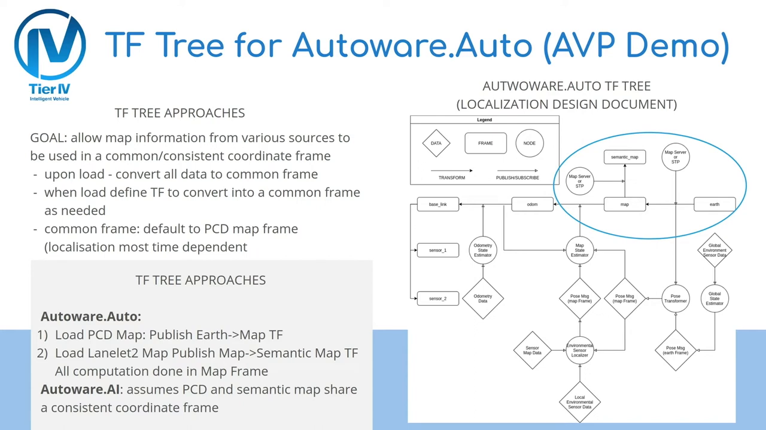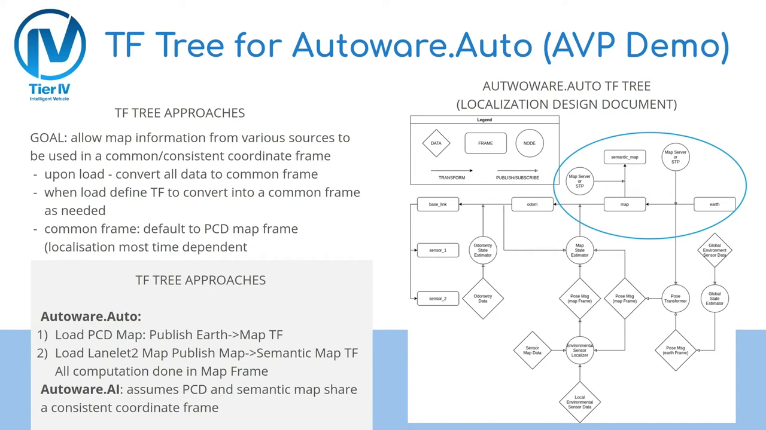In the blue circle in the diagram, you can see the proposed transform structure relevant to HD map usage in Autoware.Auto. In the map server node, we load the PCD map and publish an Earth to map transform. In the semantic map server node, we publish a map to semantic map transform. This allows semantic map data to be transformed into the PCD map coordinate frame as required.